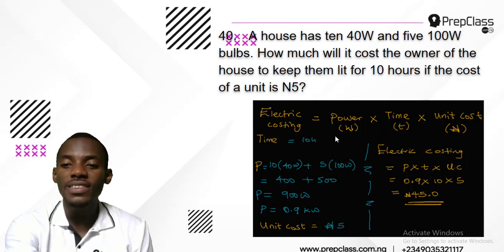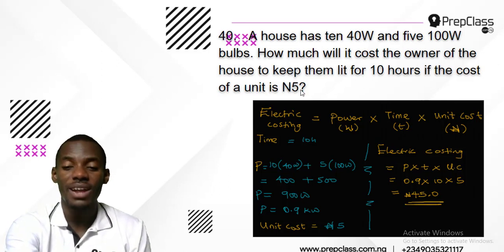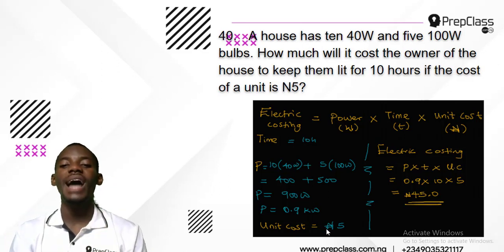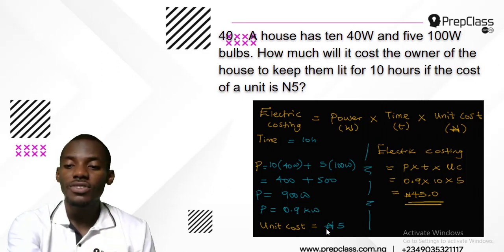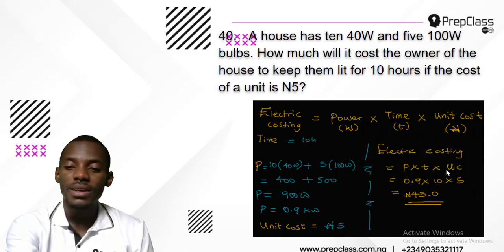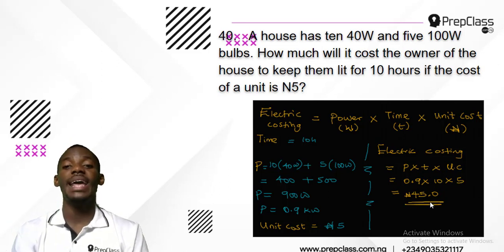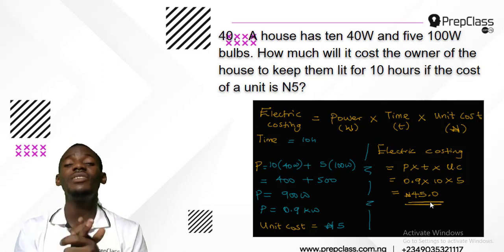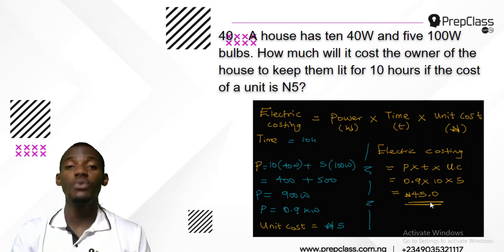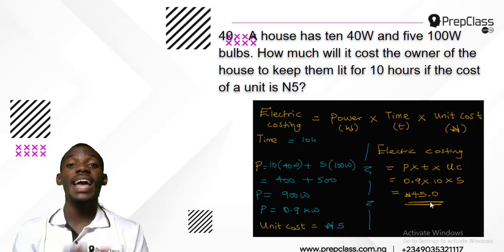Then the unit cost: they said the company charges 5 naira per unit. So the unit cost is 5 naira. Just multiply the power, the time, and the unit cost, and you get your answer. So the power is 0.9, time is 10 hours, the unit cost is 5, and that will give me 45 naira as my electric costing. And this is the way to solve any question in physics on electric costing. It is this simple, it is this easy. It's not something that anyone should fail.